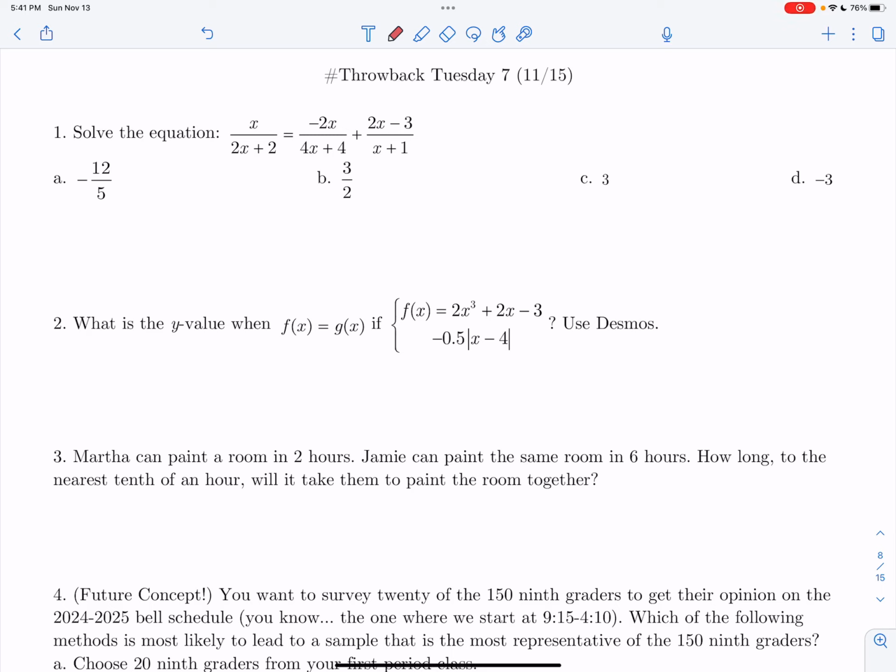Here's problem set number 7. You want to solve the equation for number 1. So in order to do that, you should probably find the LCD, which is 4x plus 4.